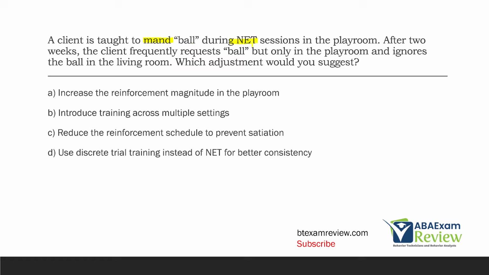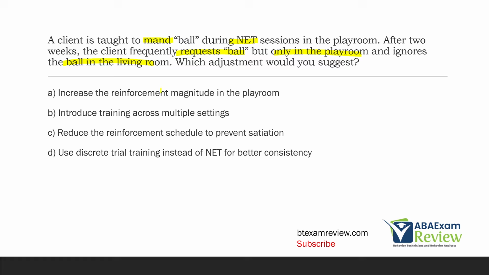What is NET? Well, let's say natural environment training or natural environment teaching. We're teaching in the natural environment. We're teaching the client to request ball in a natural setting. With that teaching, the client is now requesting ball, which is great, but only in the playroom and ignoring the ball in the living room. What would you suggest so we're not just confined to the playroom?